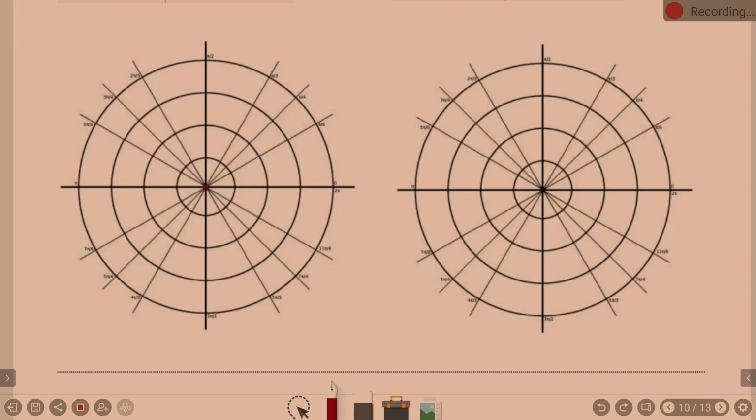Pi over 6 and 1/2. So what are we going to do? We're going to go to the pi over 6, and we're going to go out half a ring. Pi over 4 and 0.7. So you're going out a little bit farther, yes? Pi over 3 and about 0.9. Pi over 2 and 1. Okay, are you seeing something here? Keep going.